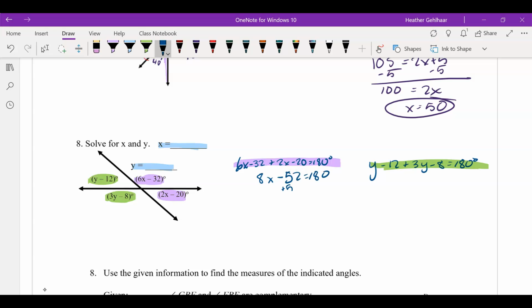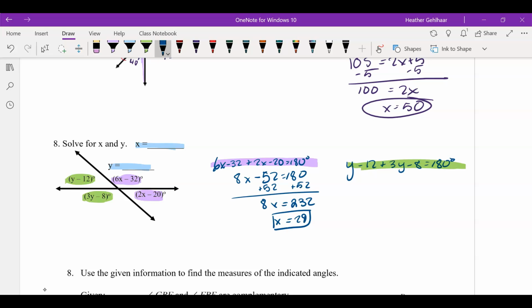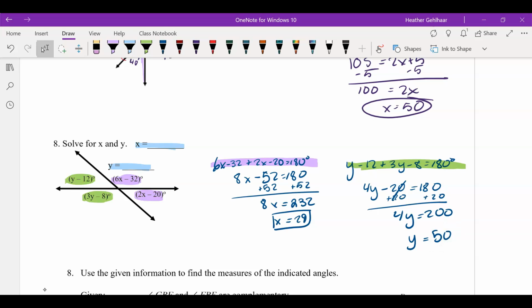I'm going to add 52 over. So then we'll have 8x equals 232. When I divide, x will equal 29. All right, our next example here, I'm going to combine our y's, so that's going to be 4y minus 20 equals 180. I'm going to add 20 over. So then we have here 4y equals 200, and then y will equal 50 over here.